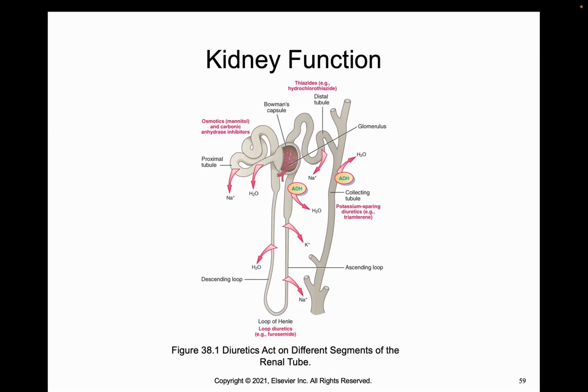So diuretics are produced to increase urine flow, or to diurese, by inhibiting sodium and water reabsorption. So most sodium and water reabsorption occurs in the renal tubular segments. So the descending loop of Henle, the loop of Henle, and the collecting tubule. Diuretics can affect one or more segments of the renal tubule.